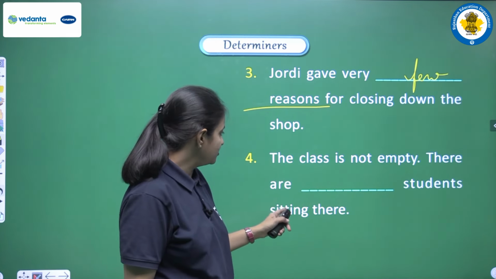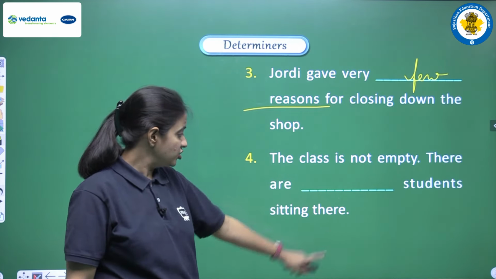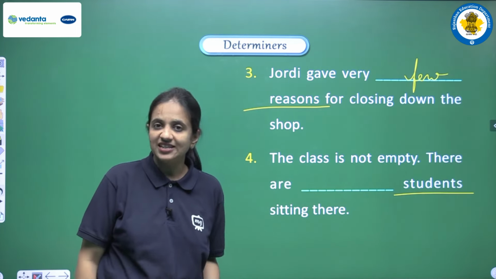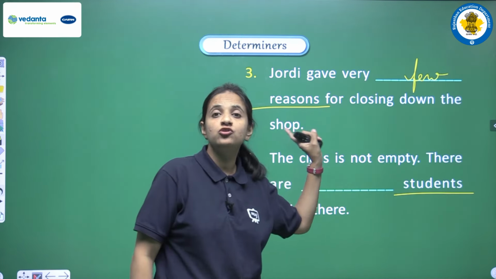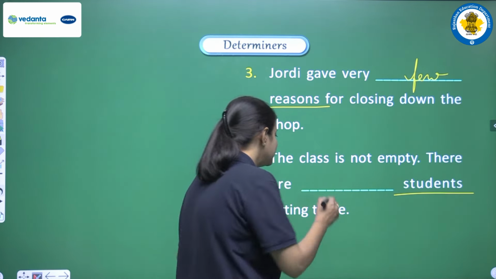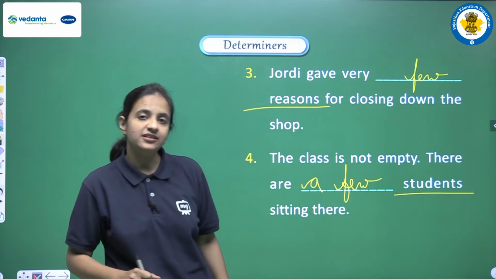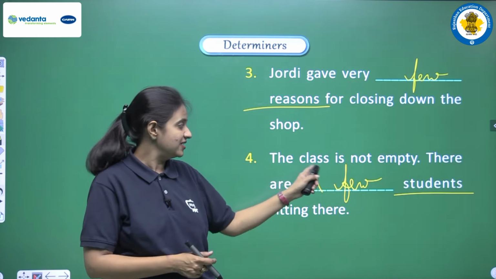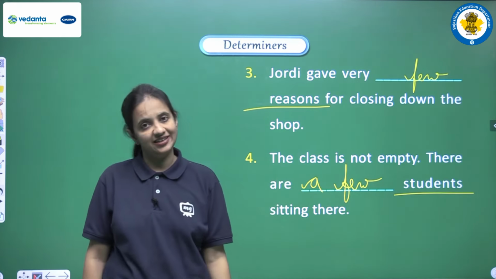Next sentence, there we are having: the class is not empty. Okay, there are students sitting there. We are having students, that is a countable noun. So one thing is clear, that we have to use the few family. Now focus on the sentence. We are saying that the class is not empty. So because the class was not empty, it means that there are a few. So here we are saying that still a positive number of students were sitting in the class. This was the reason we are saying that the class is not empty. There are a few students sitting there.